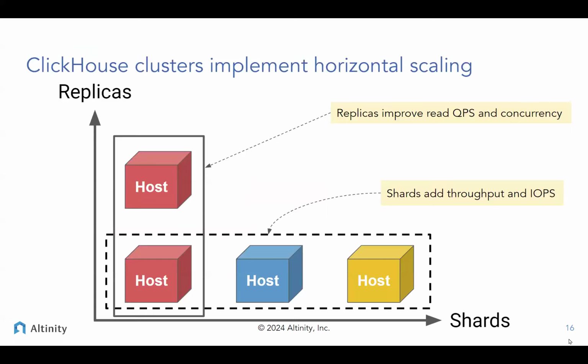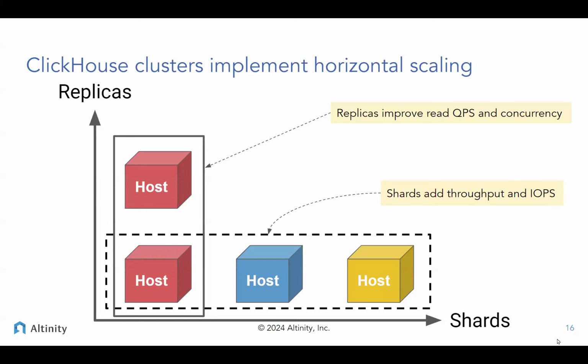Second slide. The vertical scaling is often not efficient and not sufficient. As your data grow, a single box can never be enough. And ClickHouse provides two ways of scaling your cluster or your system, in two dimensions.